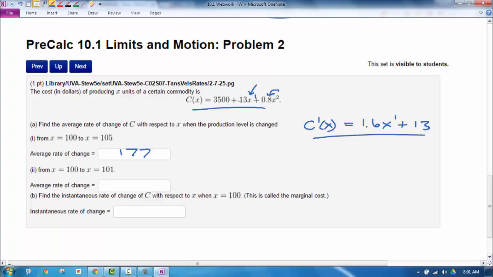Multiply the exponent down, that gives you 13, lower the exponent on x, and it's x to the 0th, which we don't have to write. And so that's the easy way to take the derivative of a power function, of a polynomial. So that's our answer, and we're going to plug in 100 right here. And that gives 173.